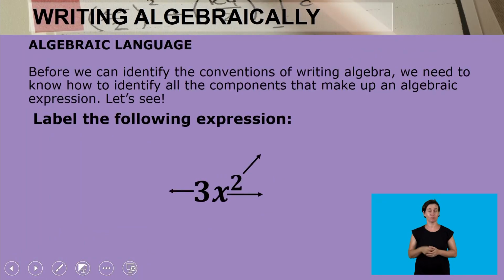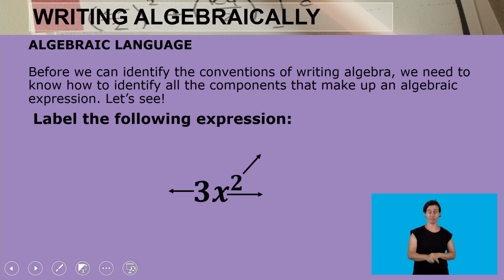So now we are going to be moving into that first concept of our concept map, and that is writing algebraically. So we are now going to be focusing on that algebraic language. But before we can identify the conventions of writing algebra, we need to know how to identify all the components that make up an algebraic expression. Let's see. So here we have been given an expression and we are asked to label the following expression.